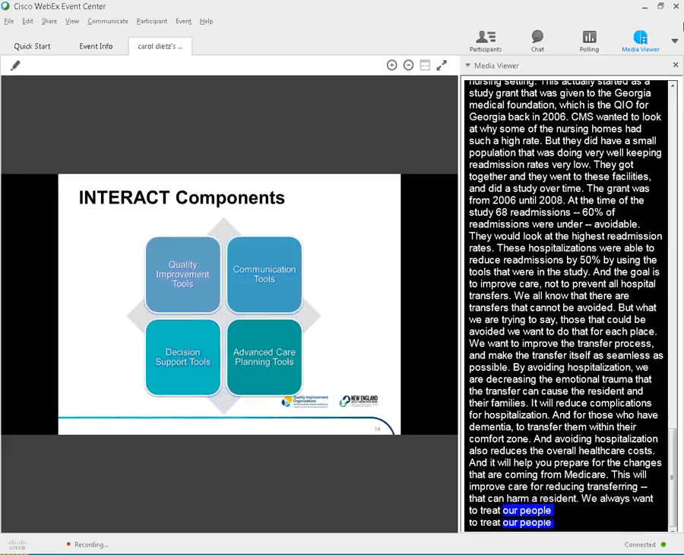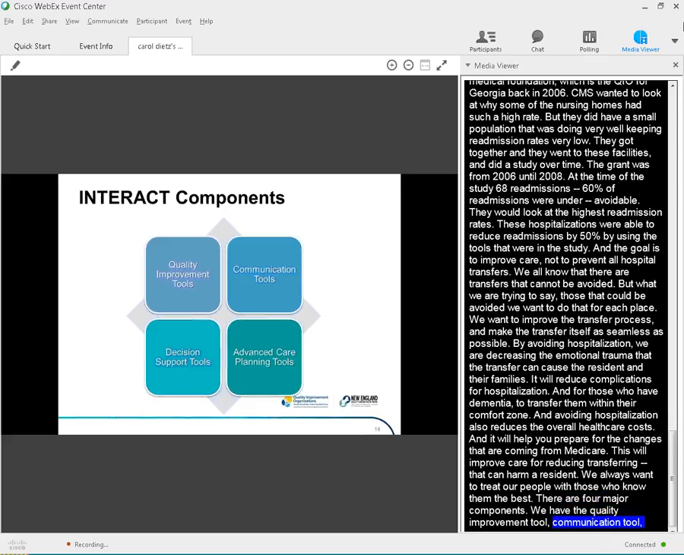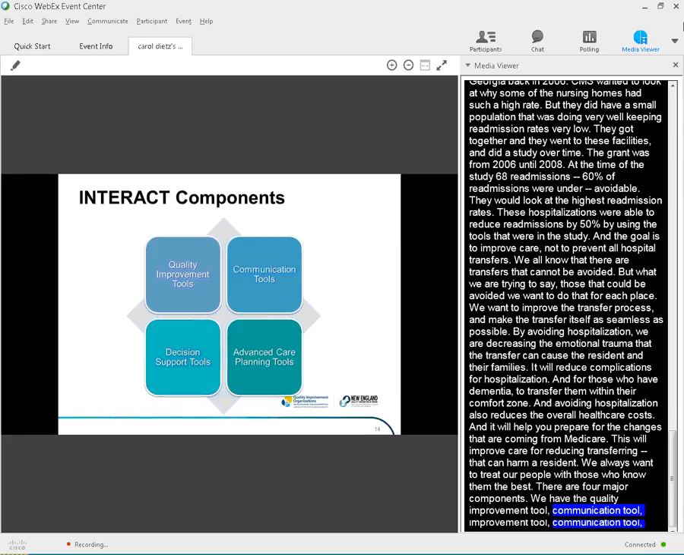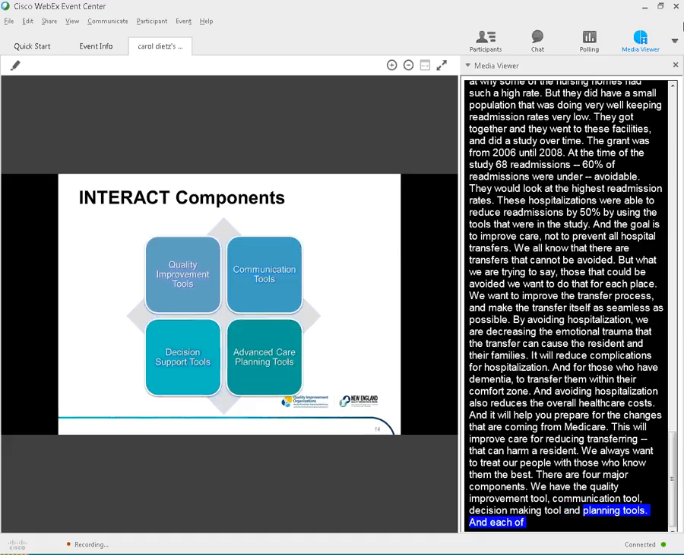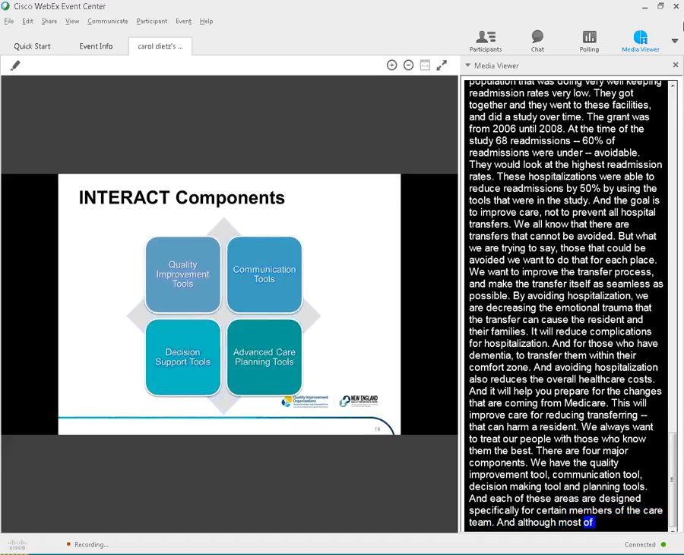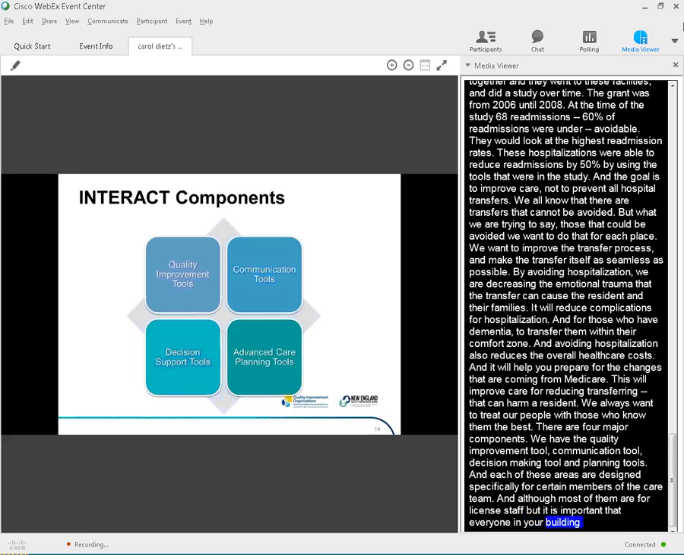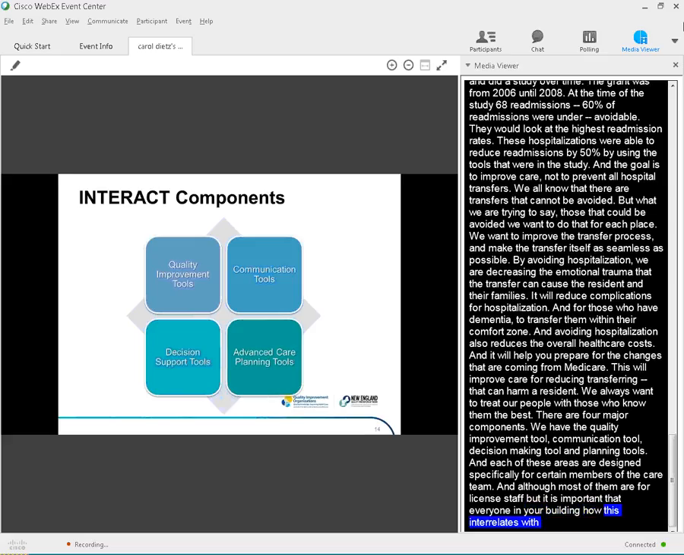So there are four major components to Interact. We have the quality improvement tools, the communication tools, decision-making tools, and advanced care planning tools. Now, each of these areas are designed specifically for certain members of the care team. And although most of them are for licensed staff, it's important that everyone in your building understands how these tools interrelate to each other, and everyone in the building should know that you are using the Interact program.